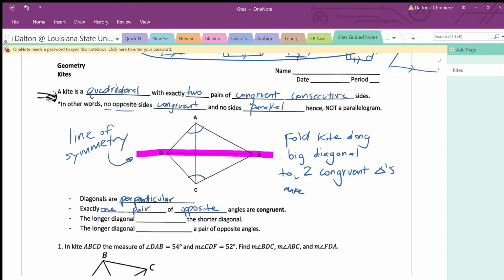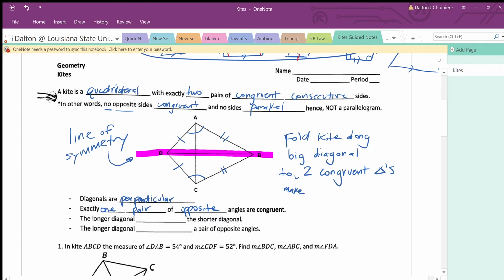So let's talk about some of the other things. By definition, we said a kite has two congruent consecutive sides. So that means AD must be congruent to DC if we fold it over, right? And side AB must be congruent to side BC.